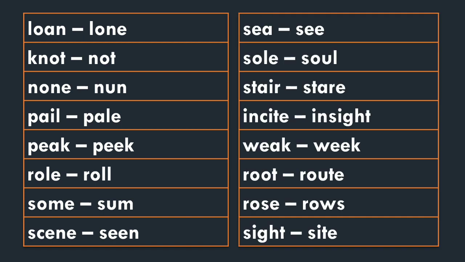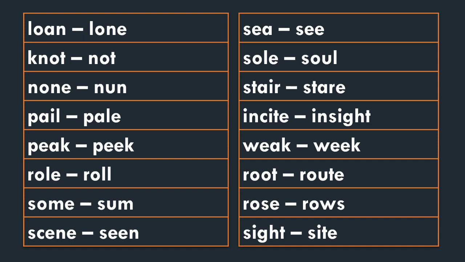Next is sea, S-E-A, and see, S-E-E. So S-E-A, sea, is very familiar. Next is sole, S-O-L-E, and soul, S-O-U-L. S-O-L-E, sole, is the only thing, and S-O-U-L, soul, is the part of a human that is believed to exist after death also. Some people believe like that.